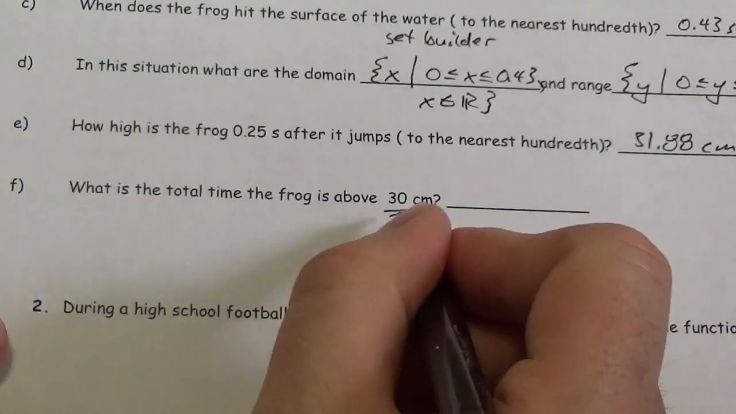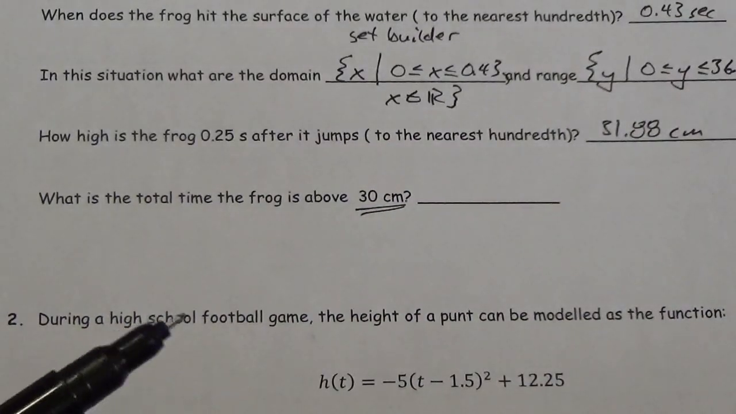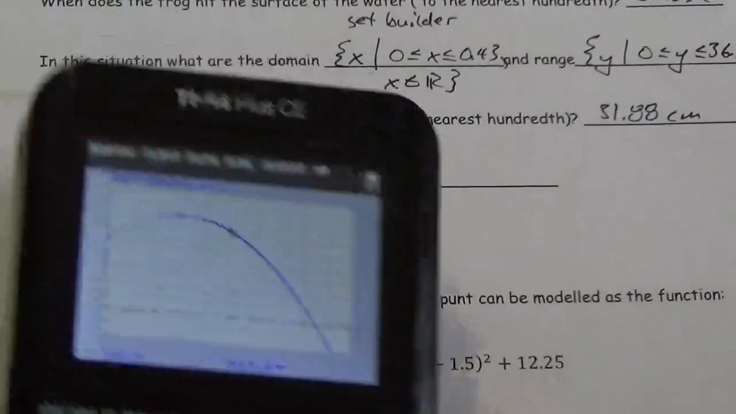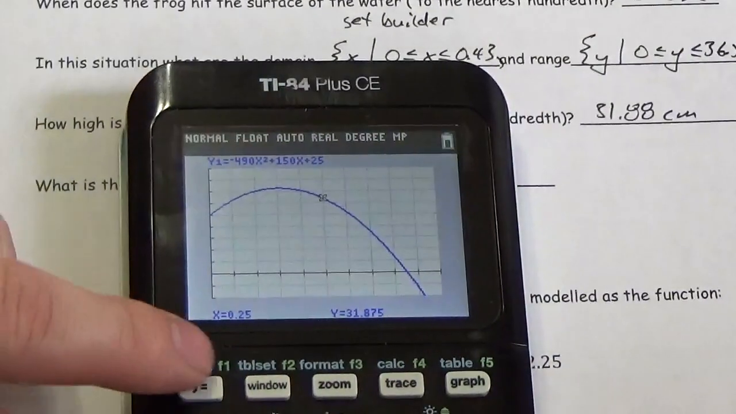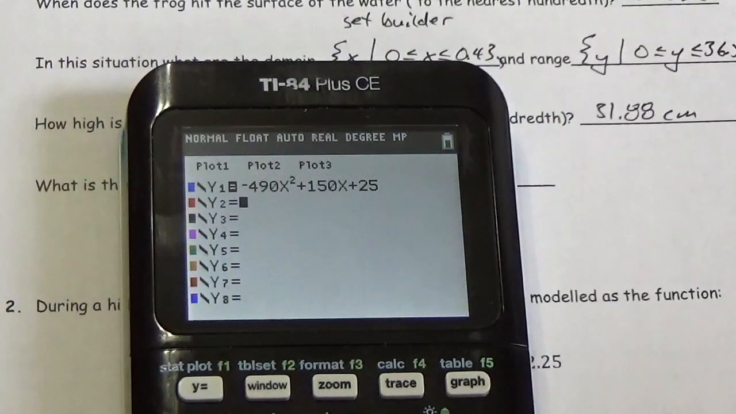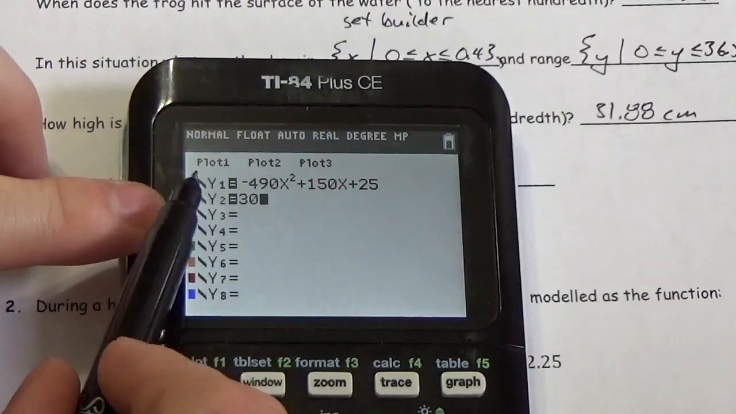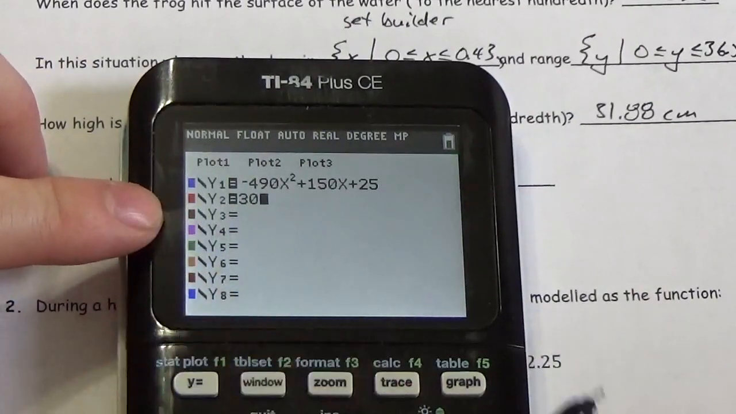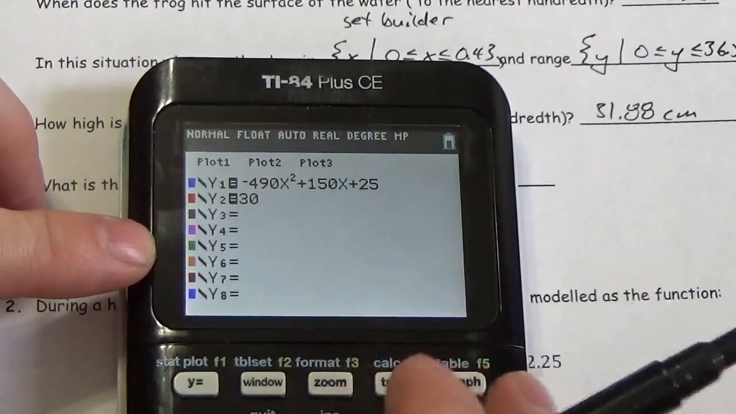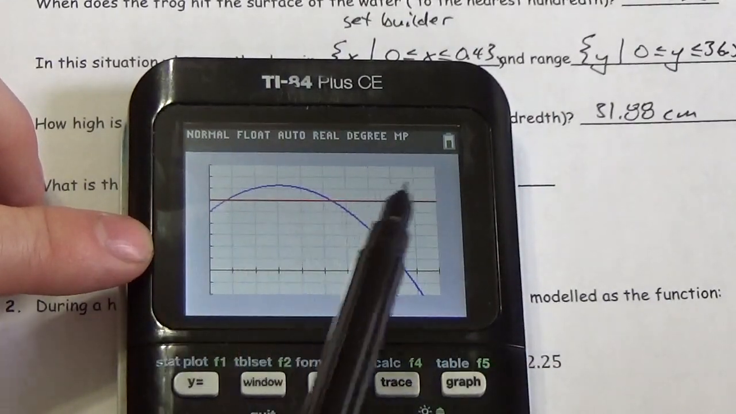And now, what is the total time the frog is above 30 centimeters? Okay, well, this is a y-coordinate. I'm giving you a height here. This is probably one of the more complicated problems that you're going to deal with here, just because of the amount of work you have to do. The calculator has a function. When I give you the x-coordinate, it'll give you the y-coordinate, but it's not quite so straightforward when I give you the y-coordinate. This is where you enter the y-coordinates in y equals. So I put y equals 30 in there and I press graph. And I get this line that goes across here.